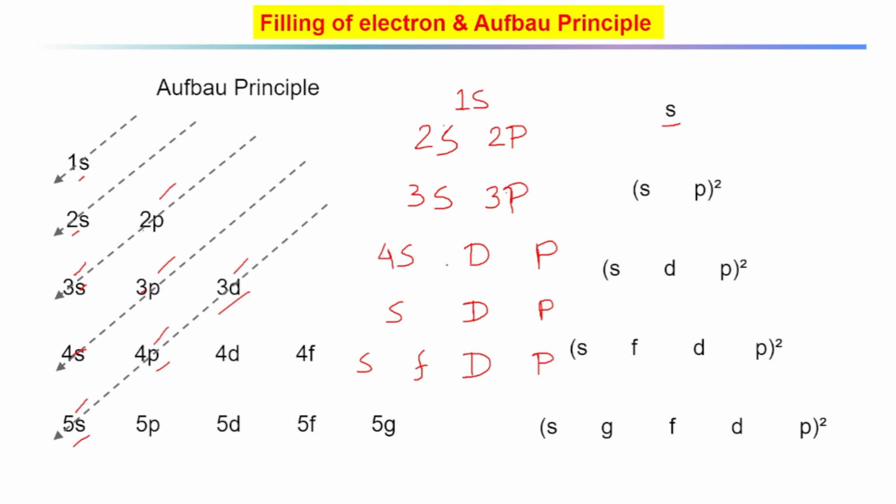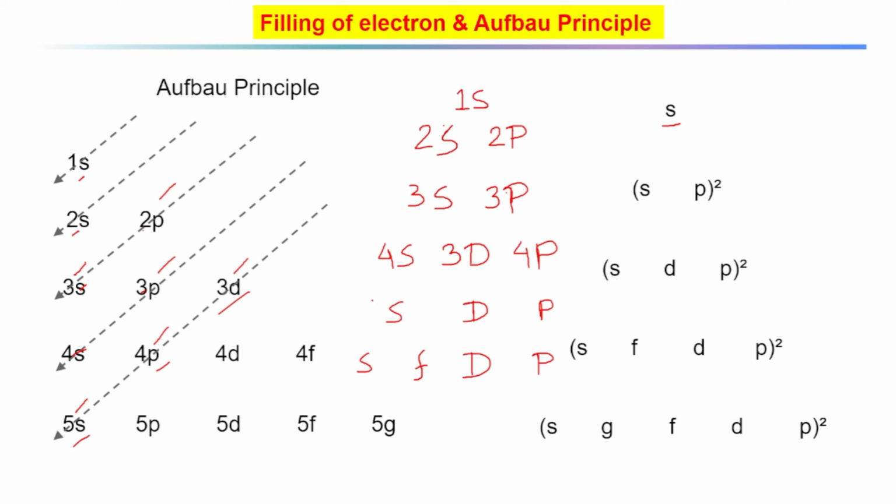Now in case of d, you have to write n minus 1. In case of s and p, it will be ns and np. In case of d, it will be n minus 1 d. And in case of f, it will be n minus 2 f. So this one is the fourth row. So I will write 4s, and n minus 1 means 4 minus 1, so 3d, and then 4p.